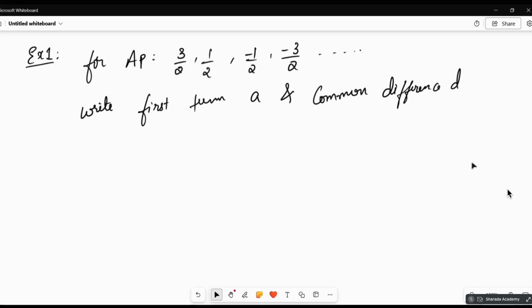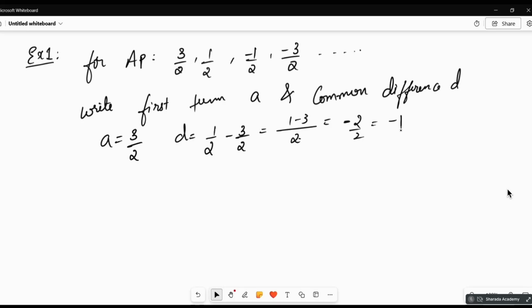These two you should find. What did you get as the A value? 3 by 2. What is D? 1 by 2 minus 3 by 2. Since 1 minus 3 is minus 2 by 2, that is minus 1. Always you have to do A2 minus A1. Don't do A1 minus A2.